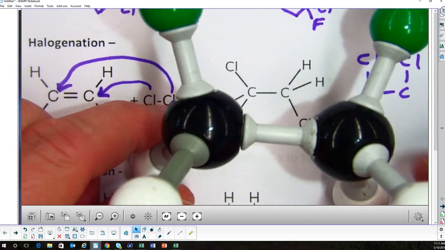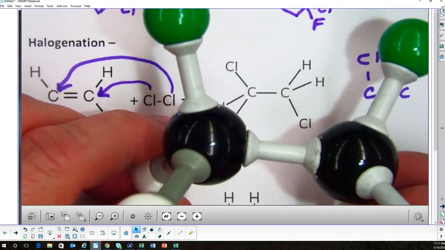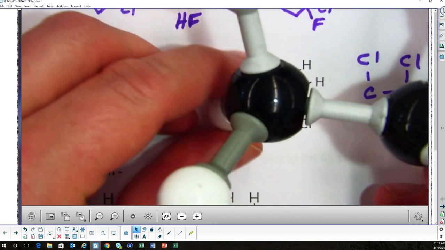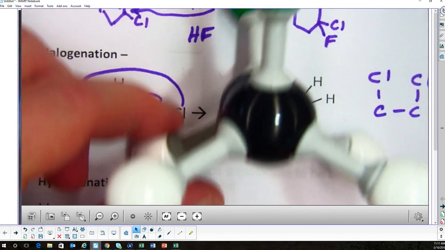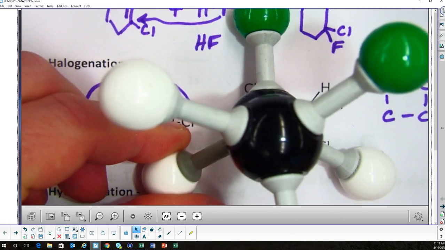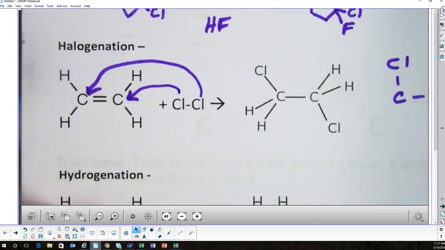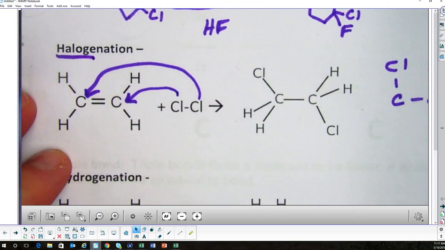Yes? What's the other word then? Eclipsed or staggered, sorry. Scattered is what my brain is right now. Okay, so we get it eclipsed like this, or we're staggered like this. Okay? All right, so going on. So halogenation, I'm adding a halogen: fluorine, chlorine, bromine, iodine. Okay?